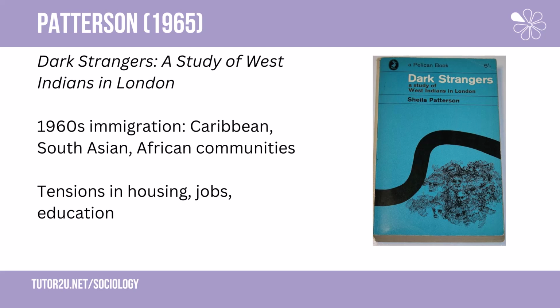When examining ethnic inequality, one of the earliest and most influential sociological definitions came from Sheila Patterson in her work Dark Strangers, A Study of West Indians in London in 1965. Writing during a period of significant post-war immigration to Britain, Patterson developed what became known as the immigrant host model. This model explained race relations in functionalist terms, focusing on the gradual process of adjustment between minority ethnic immigrants and the majority host society.